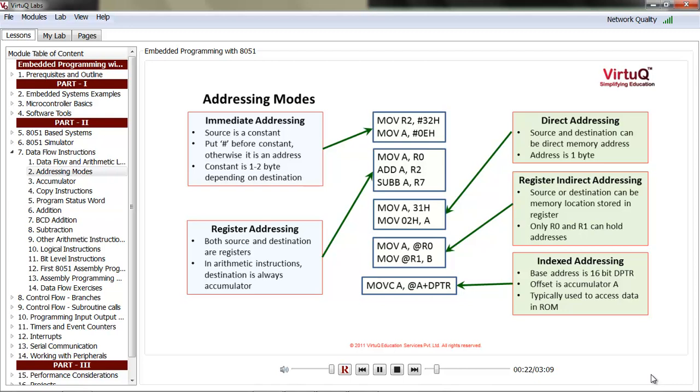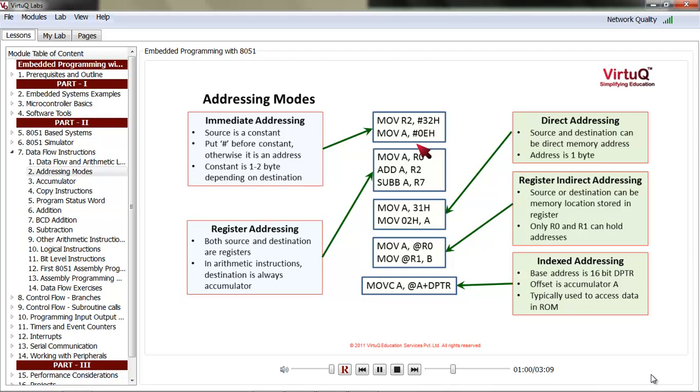When one of the source operands is a constant, the addressing mode is called immediate addressing. It is called immediate because the constant is part of the instruction itself. As we see in the example here, in the immediate addressing mode, we should put a hash before the constant. Otherwise, it is considered an address. In the first example, constant 32H is being copied into register R2. Similarly, in the other instruction, value 0EH is being copied into the accumulator.